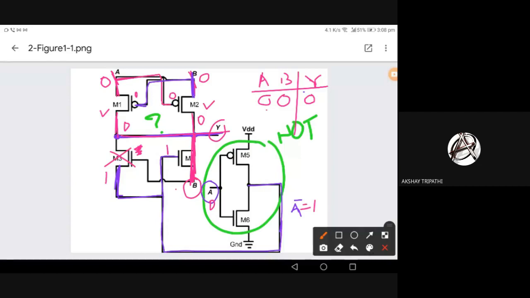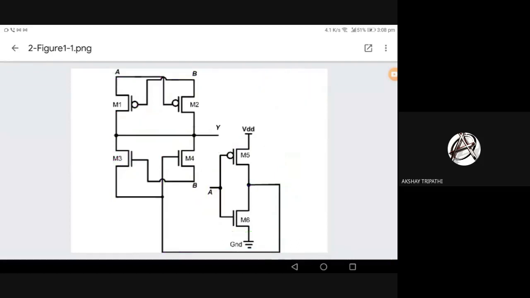Now let's put A equal to 0 and B, let it be. When A is 0, M3 will be on. M3 is NMOS, right? M4 is NMOS. NMOS is on. Yes, M4 is on. No, actually, you can see when M4 is on, you should remember what happens. You can see M4 is connecting B to Y. So M4 is on, so B is actually 0. 0 is connected to Y.